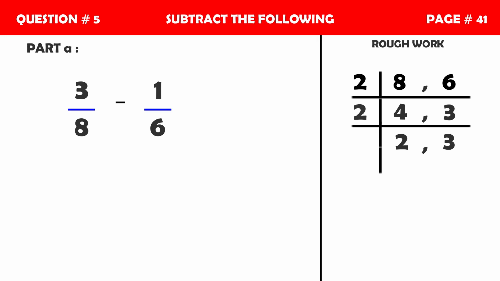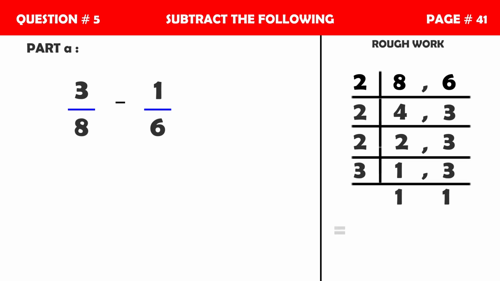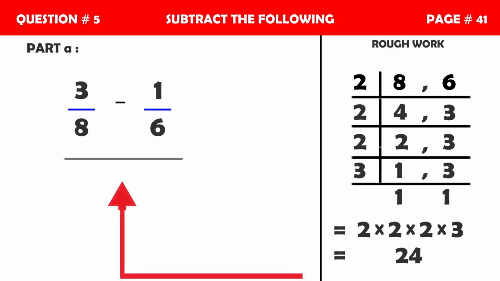So we will just write 3 as it is. Again repeat this step. 2 times 1 is 2 and write down 3 as it is. Then you can see that 3 is not divisible by 2. So we will move to the next prime number, that is 3. So 3 times 1 is 3. Now just write down the prime factors and multiply them together and you will get your LCM, 24. Write the LCM as common denominator and move to step 2.